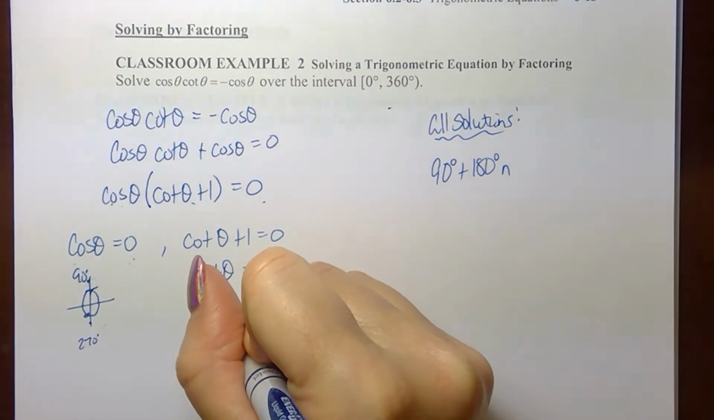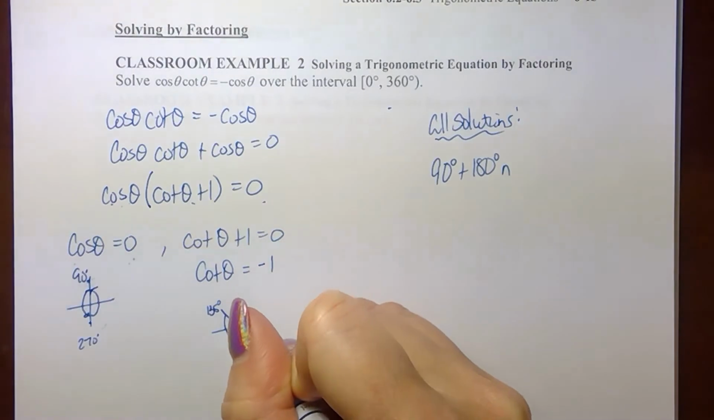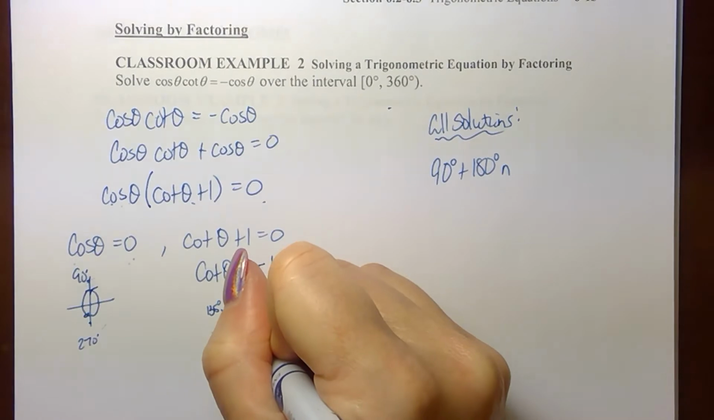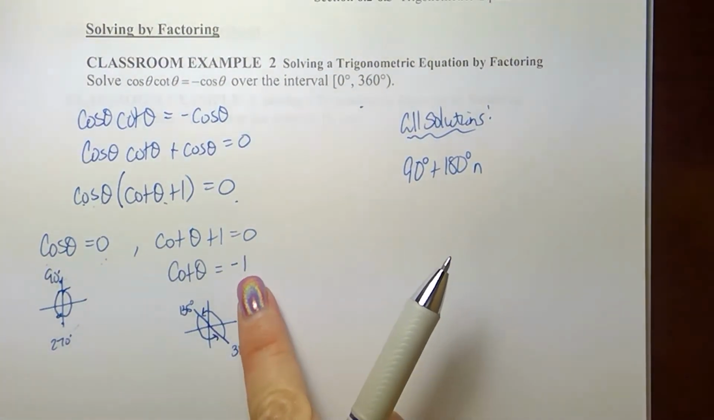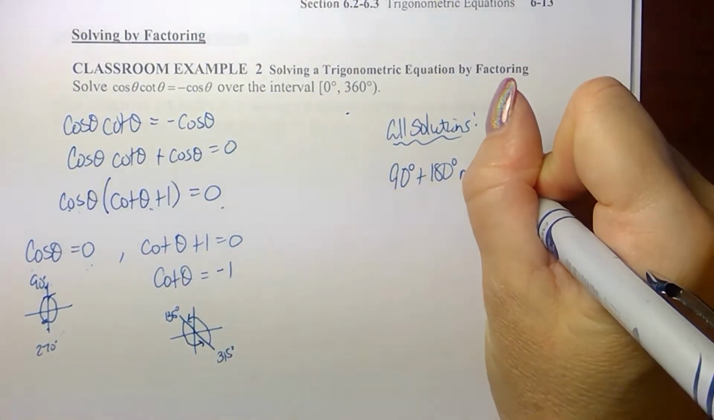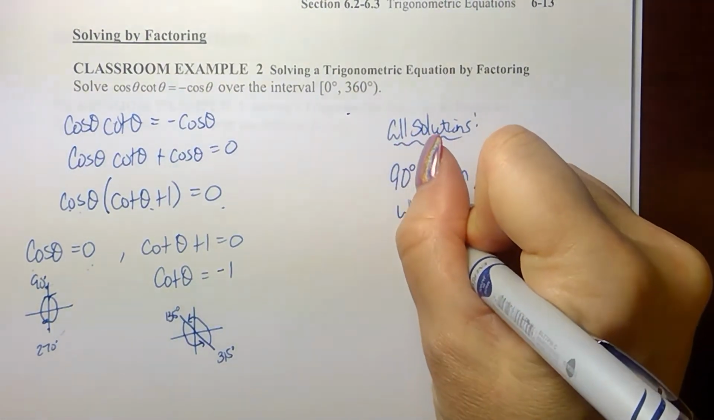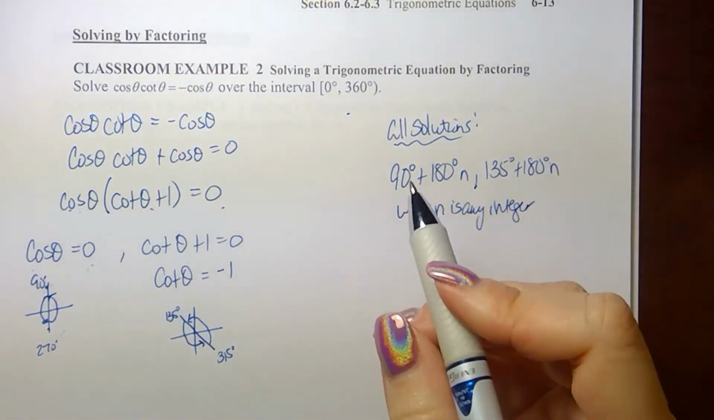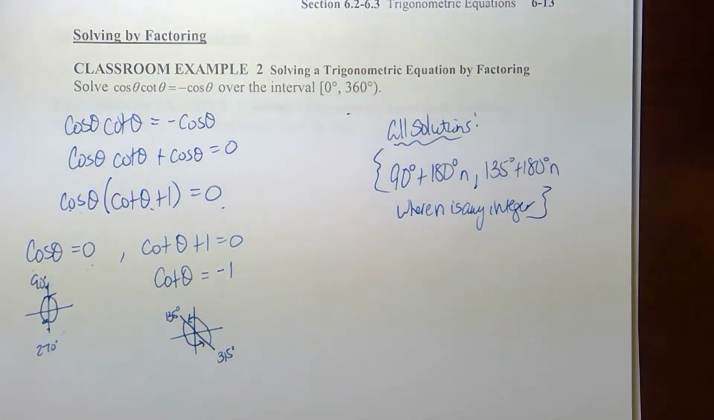So at 135 degrees, I have cotangent negative 1. And then down here, if I rotate another 180 degrees past that, I'm at 315. Cotangent is negative 1. And I can just keep doing that rotation and find another angle that satisfies that requirement. So I can write that starting statement as 135 degrees plus 180 degrees n, where n is any integer. So that is all solutions. That's my all solution statement. Wasn't asked for it, but that's okay.